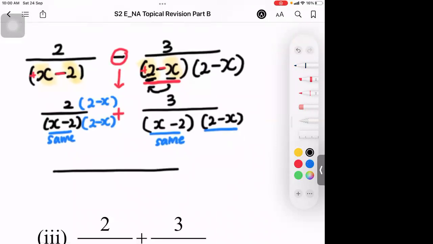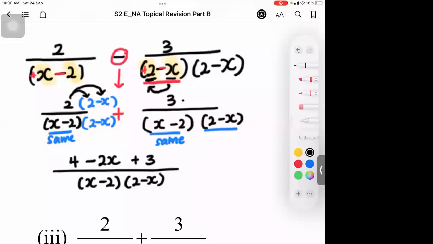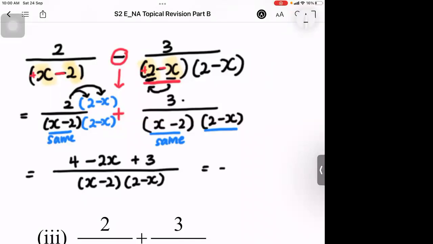Our denominator, we can write it as x minus 2, 2 minus x, we keep it. But the numerator, expand. 2 times 2, 4. 2 times minus x, minus 2x. Plus, there's a number here, 3. Then final answer, we simplify. No space already, I write here, denominator. Then 4 plus 3, 7, minus 2x. We keep.